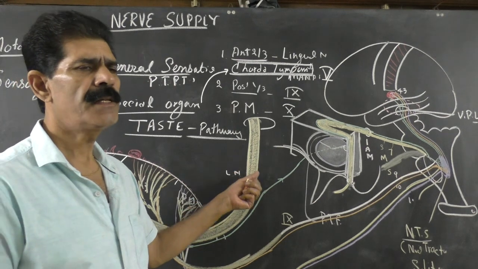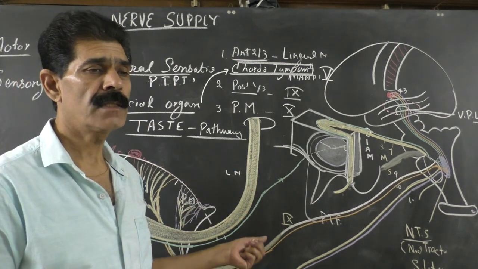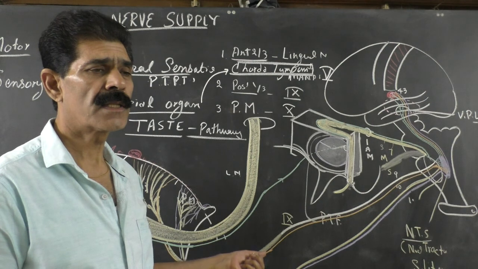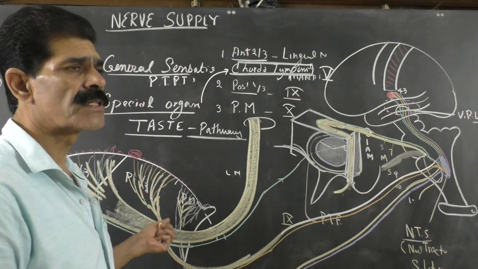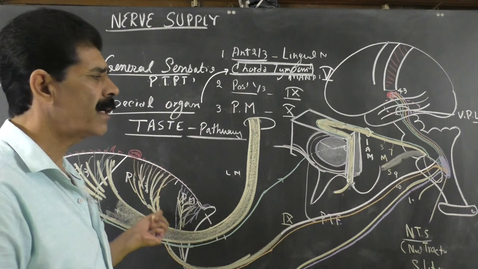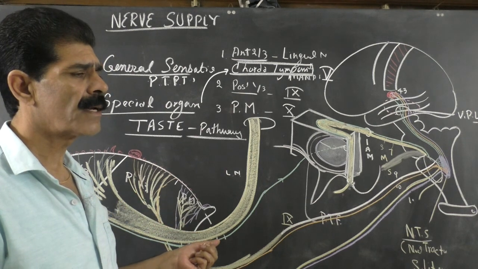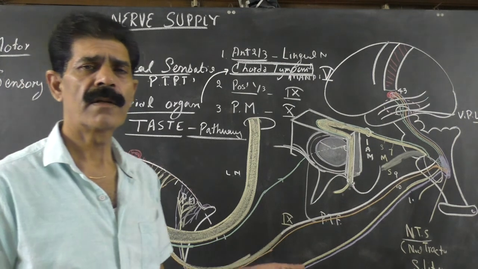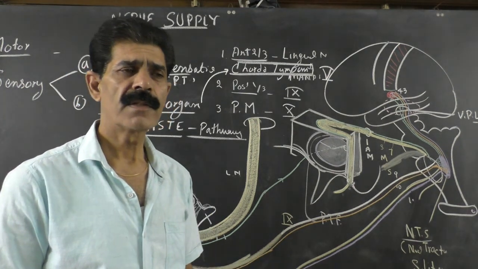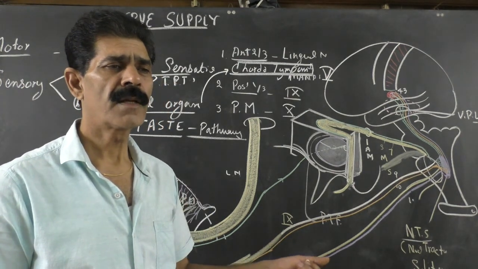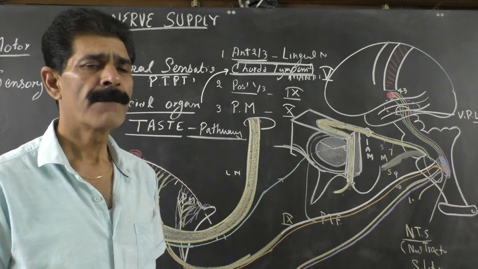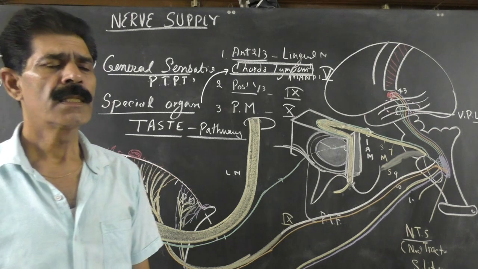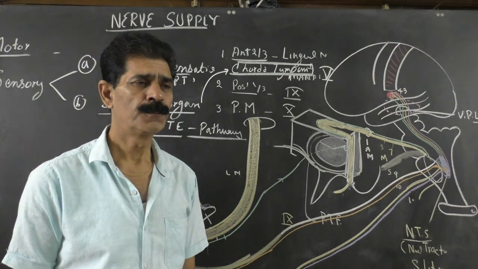If there is any interruption in the course of these nerves or damage to these nerves, this leads to the loss of taste sensation from particular areas, depending upon the 7th nerve injury, no, 9th nerve injury, or the 10th nerve injury. So applied anatomy is related to them. So this is how we do the taste pathways.